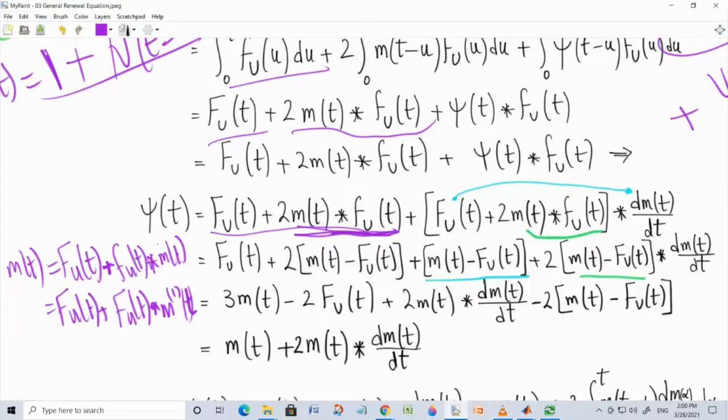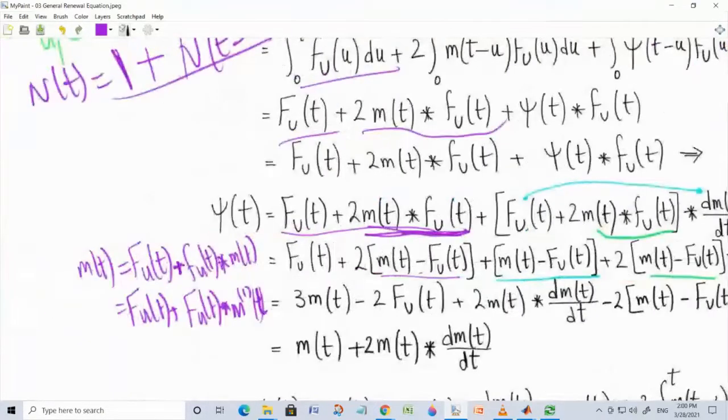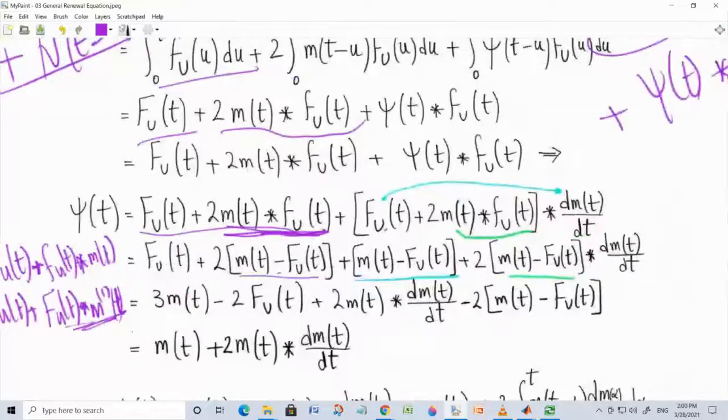According to this first relation, M of t convolved with the PDF is the difference between M of t and the CDF. So I can use it here. And then here we have f of u convolved with the first derivative of the renewal function. According to this second one, the CDF convolved with the first derivative gives you the difference M of t minus the CDF. So this is basically this term here. And then M of t convolved with the PDF is M of t minus the PDF.